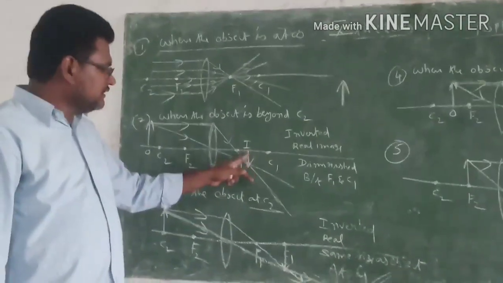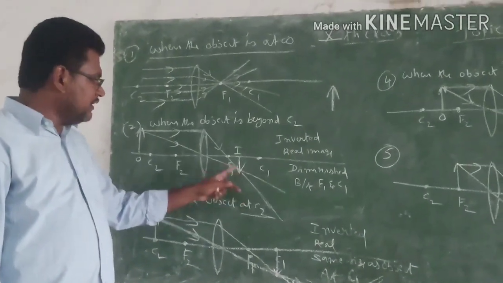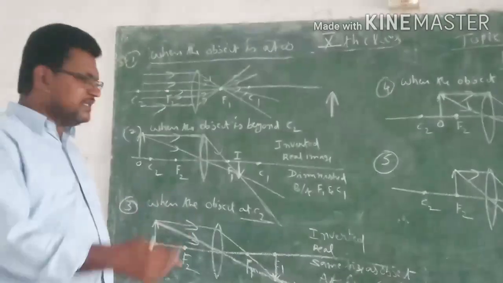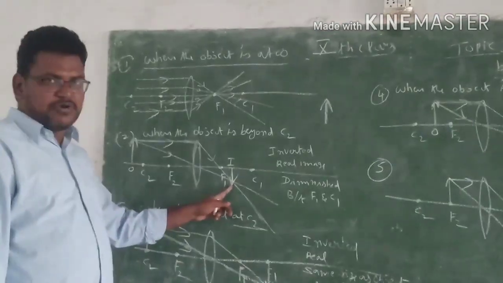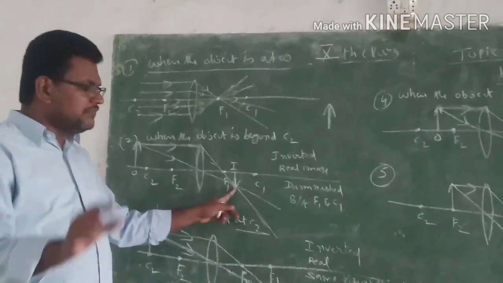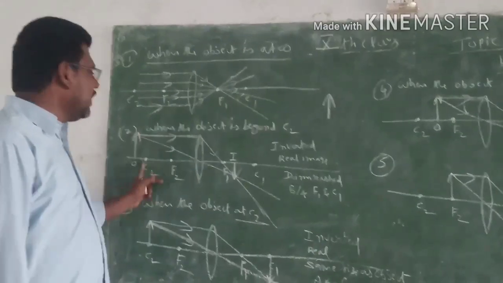Now see here, this is the real image. We can see this image of this object when we take a screen at this point. When we take a screen at this point, we can see a very clear-cut image of the object.